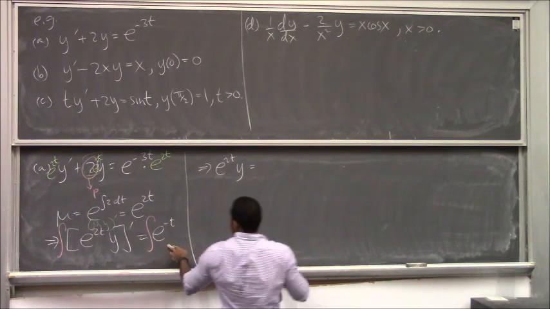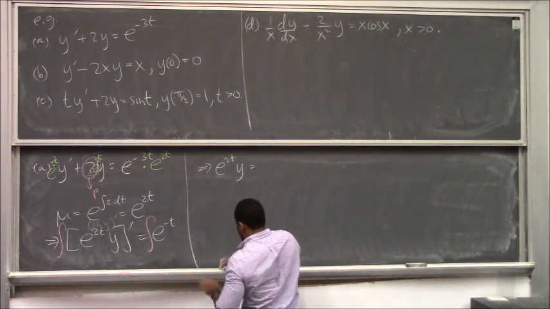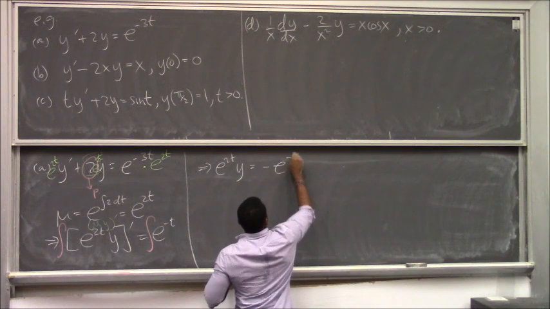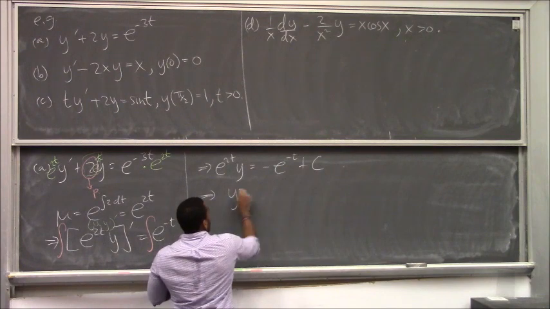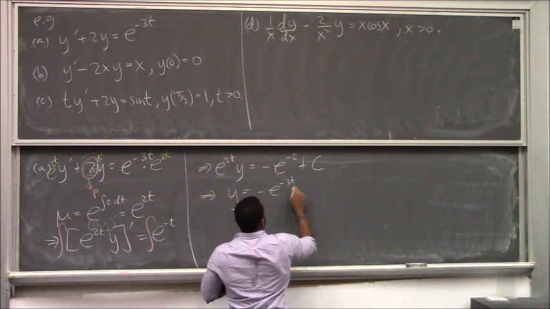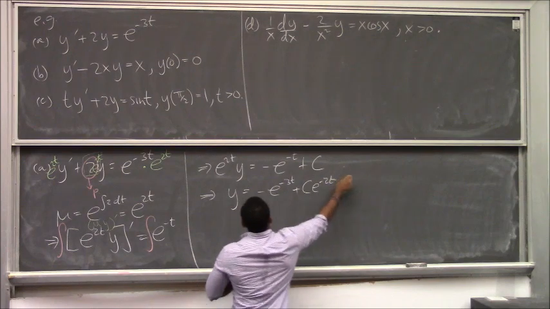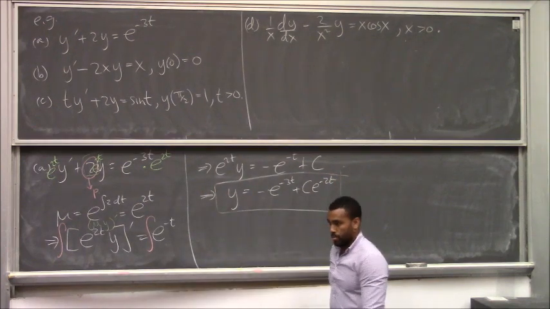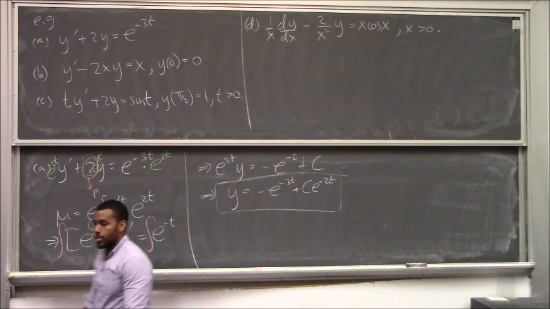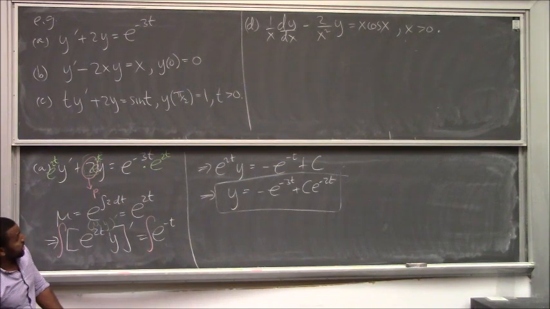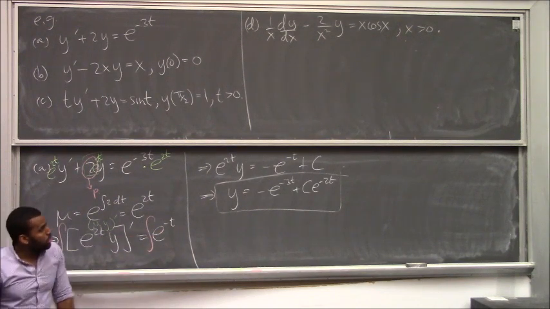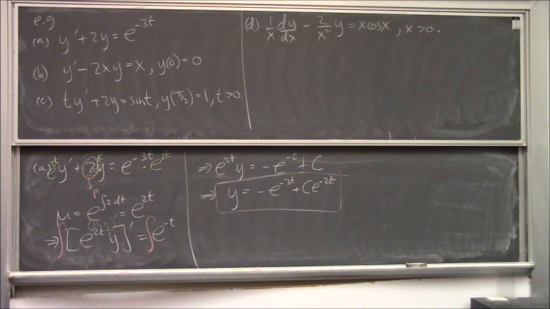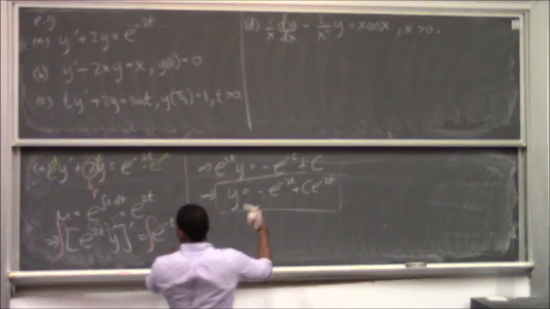The integral of e to the minus t is minus e to the minus t plus c, and now I can just divide by e to the 2t everywhere. So this becomes that, that's the solution. If you don't believe me, you can check. Take that derivative, then multiply y by 2, and you'll see that you will get e to the minus 3t as a result, if you add them together.